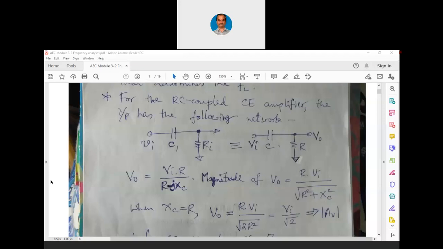Please remember, we are discussing the AC signal analysis. As far as DC is concerned, you already know that this capacitance will completely block the DC. But we are discussing the frequency response, assuming that the input Vi is AC. So even with AC, this network works like a voltage divider network, because the capacitance will have its own reactance. So we can write V0 equals Vi into R by R minus jXC.